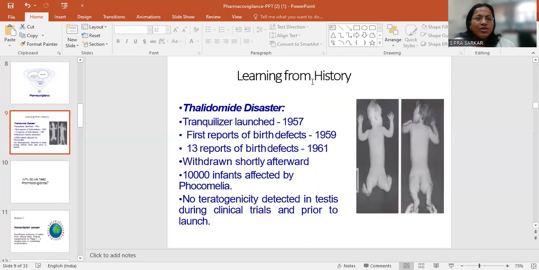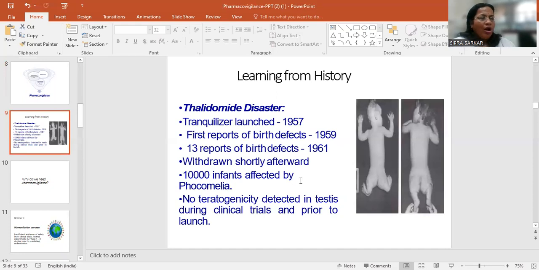Learning from history, this was found in the London thalidomide disaster. It was a tranquilizer launched in 1957 and used for some patients during pregnancy. The first birth defects were noticed, and 13 reports of birth defects were made in 1961. The drug was withdrawn shortly afterward. Shortened limbs of the fetus were shown. About 10,000 infants were affected.